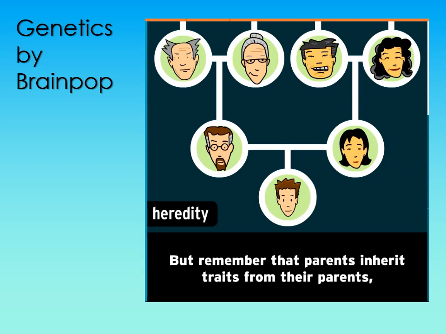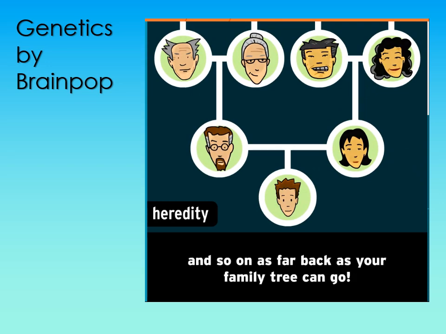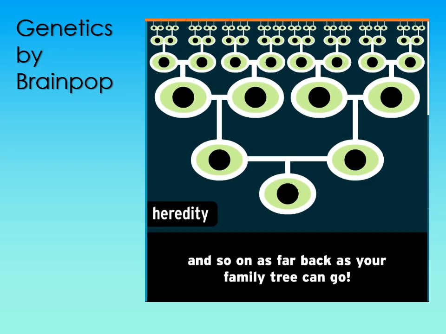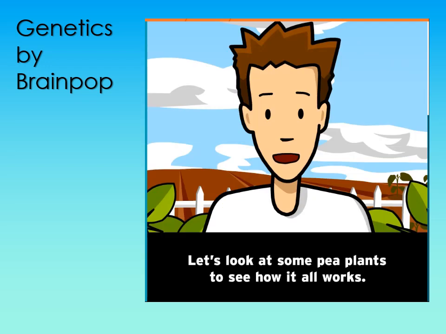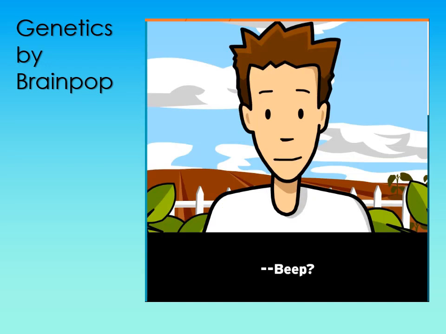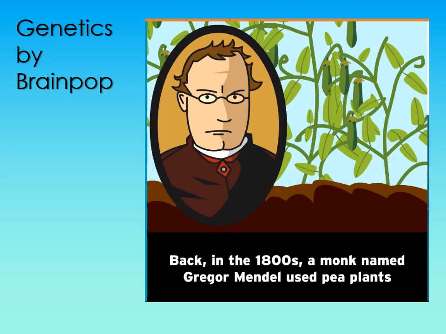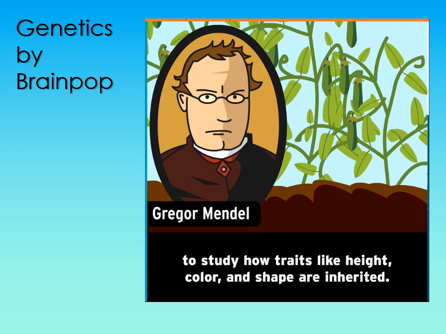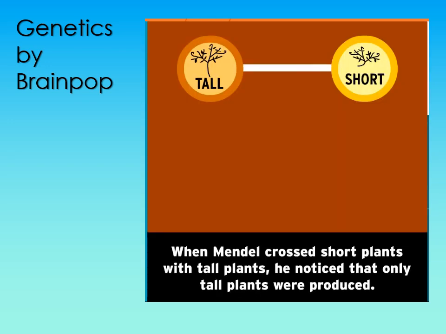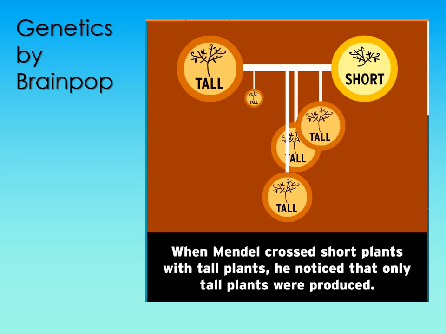But remember that parents inherit traits from their parents, and so on, as far back as your family tree can go. Let's look at some pea plants to see how it all works. Yes, pea plants. Every living thing inherits traits. Back in the 1800s, a monk named Gregor Mendel used pea plants to study how traits like height, color, and shape are inherited. When Mendel crossed short plants with tall plants, he noticed that only tall plants were produced.